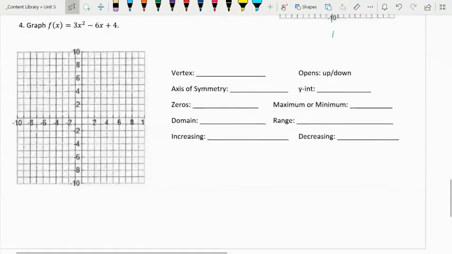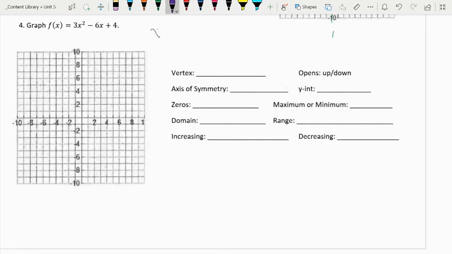At this point, I encourage you to try this one on your own before you watch me do it. So go ahead and pause the video and try it, and then keep the video going after that to check your work. Okay, so at this time, hopefully you had enough time to get done with this problem.